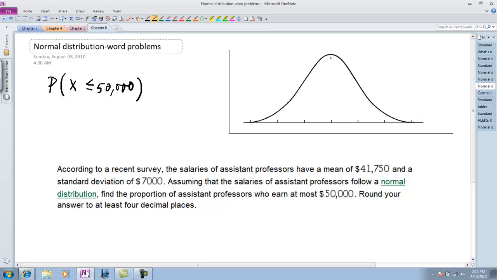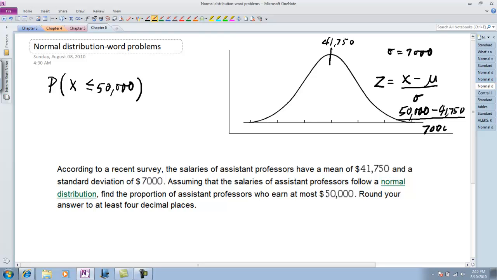Well, we know that the mean is 41,750, and we know this 50,000 is to the right of it somewhere. The standard deviation is 7,000. So we simply plug this information into the formula that says z equals the raw score minus the mean over the standard deviation. Okay, so X is 50,000. We're subtracting 41,750, and we're dividing the difference by 7,000.